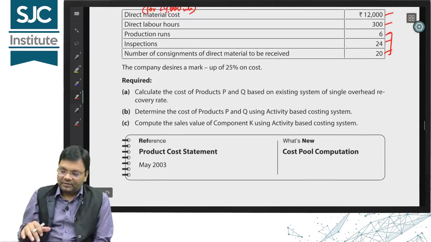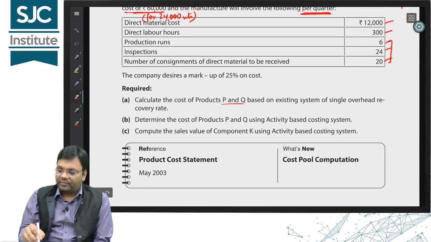So what does the question want from us? First, calculate the cost of product P and Q based on the existing system. What is the existing system?